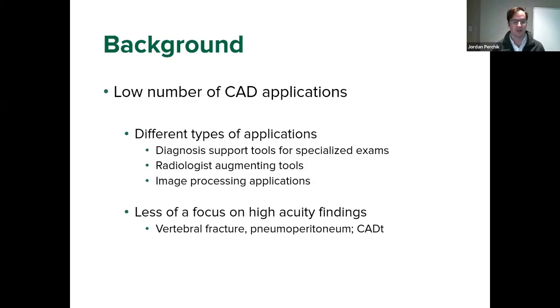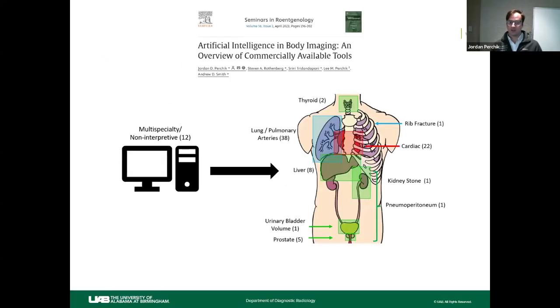And we have less focus on the high acuity findings than there is for some of the other subspecialties. So for chest, you might have a pulmonary embolus application or a pneumothorax application, or in neuroimaging you might have a stroke application or an ICH application. We have a few: vertebral body fractures and pneumoperitoneum, and those are CAD triage, computer-aided triage applications, but not nearly as many as some of the other specialties.